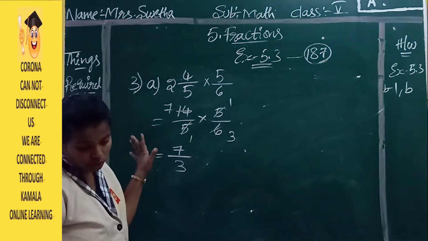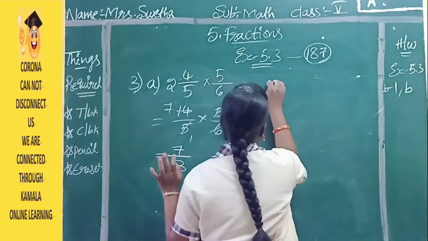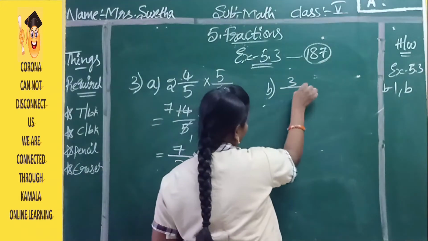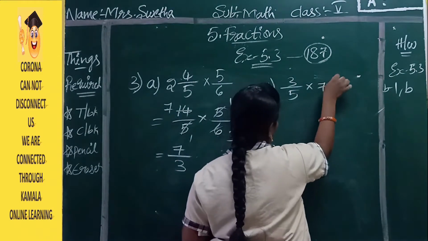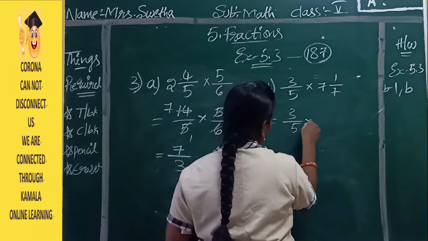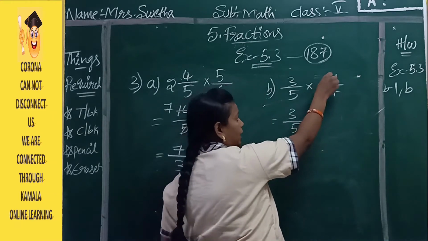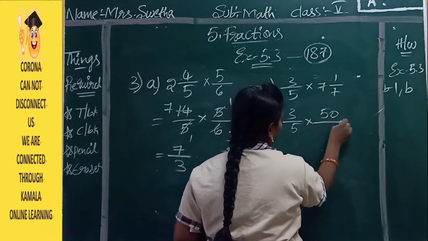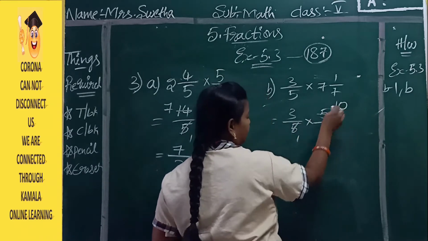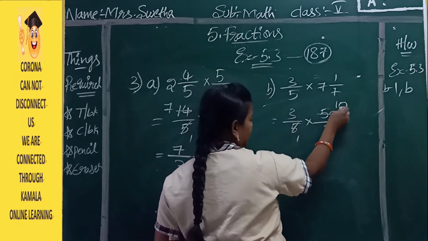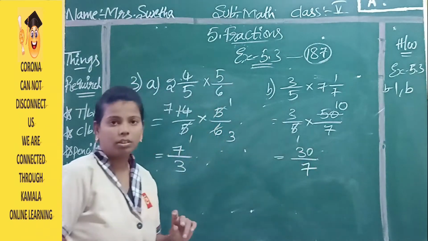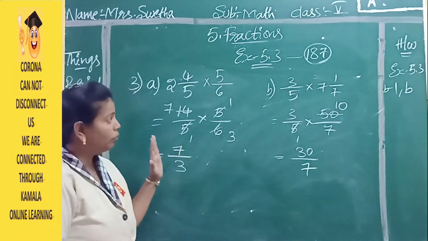See the second problem also in the same way. 3 by 5 into 7 1 by 7. 3 by 5 into 7 7s are 49 plus 1, 50. 50 by 7. See 5 ones are 5, 5 10s are 50. Okay, 3 10s are 30 by 7. Okay, so like this you have to do.